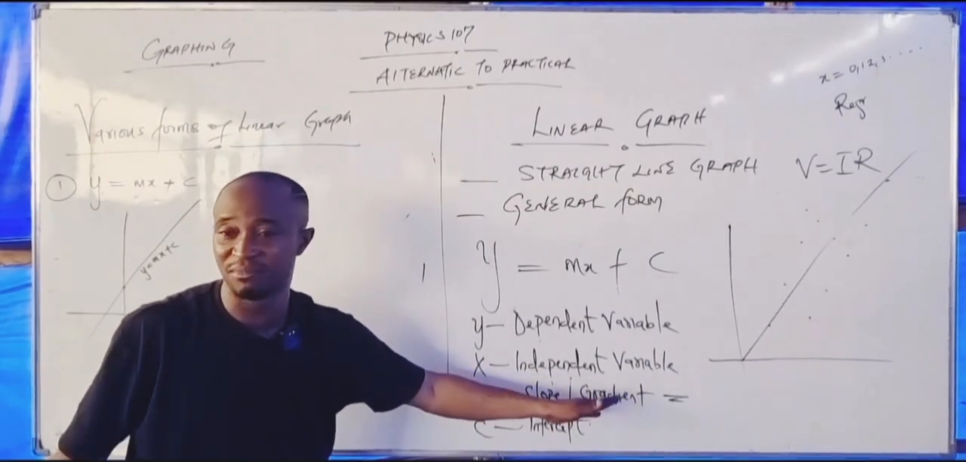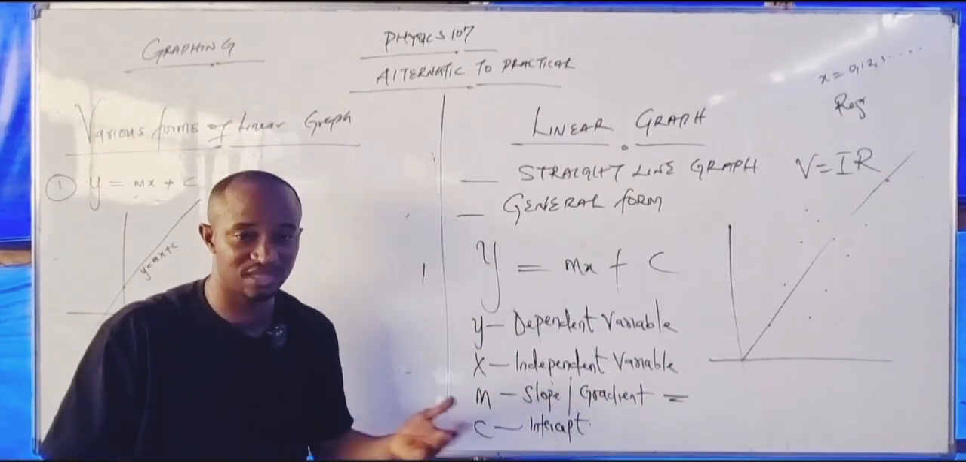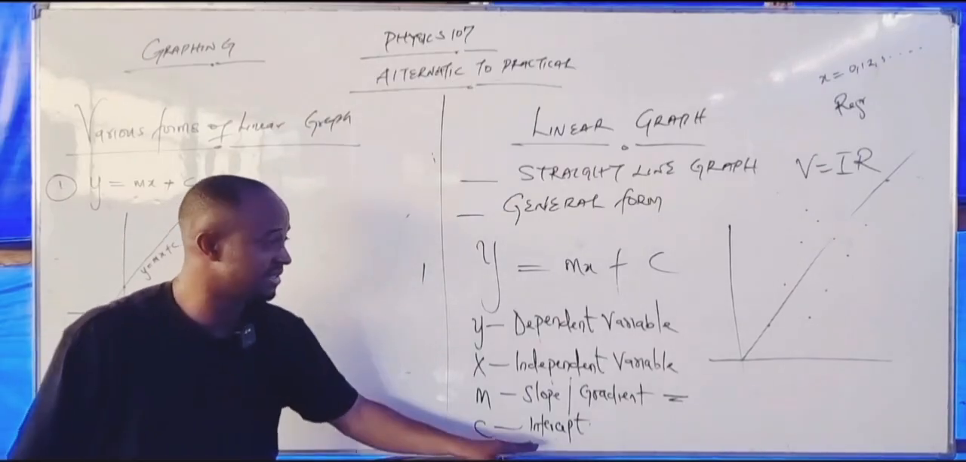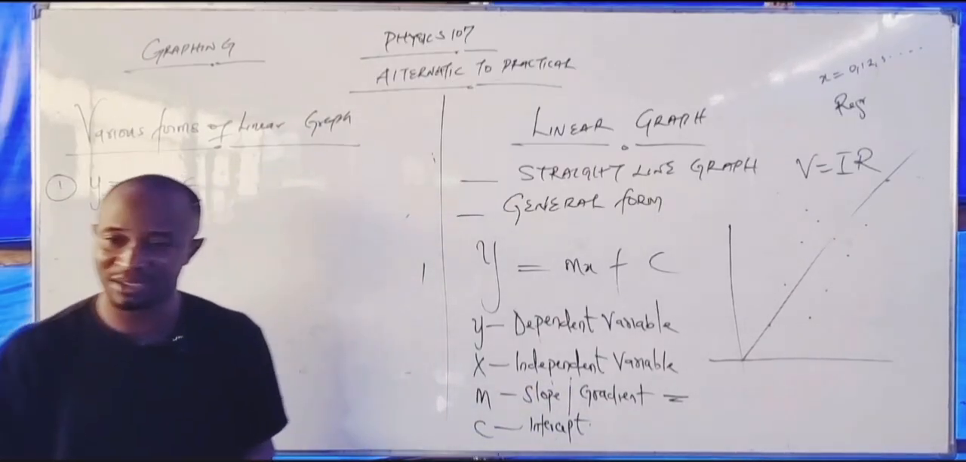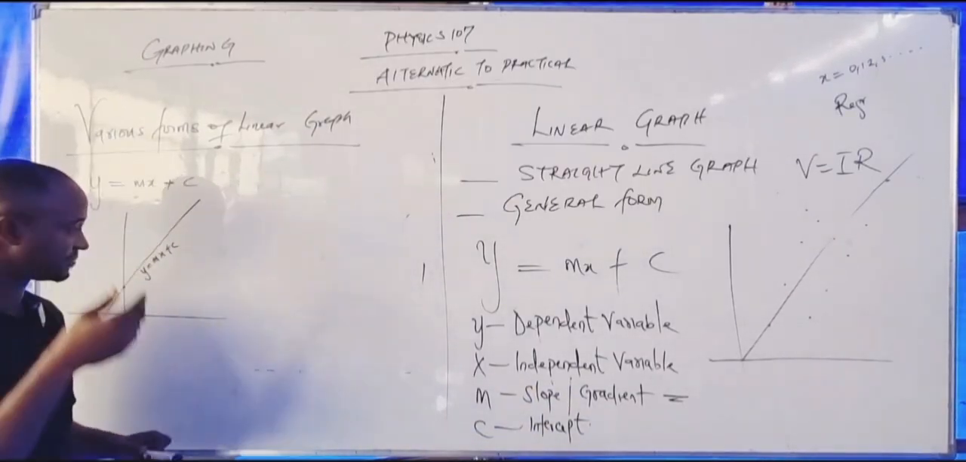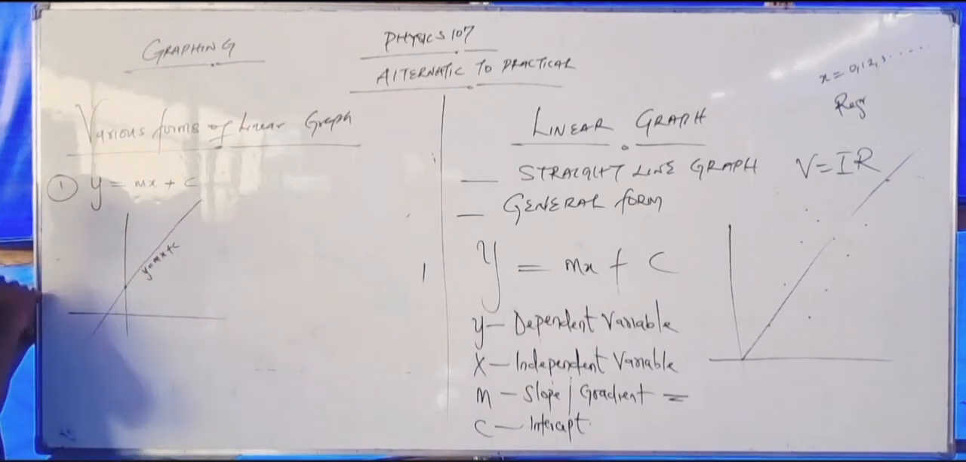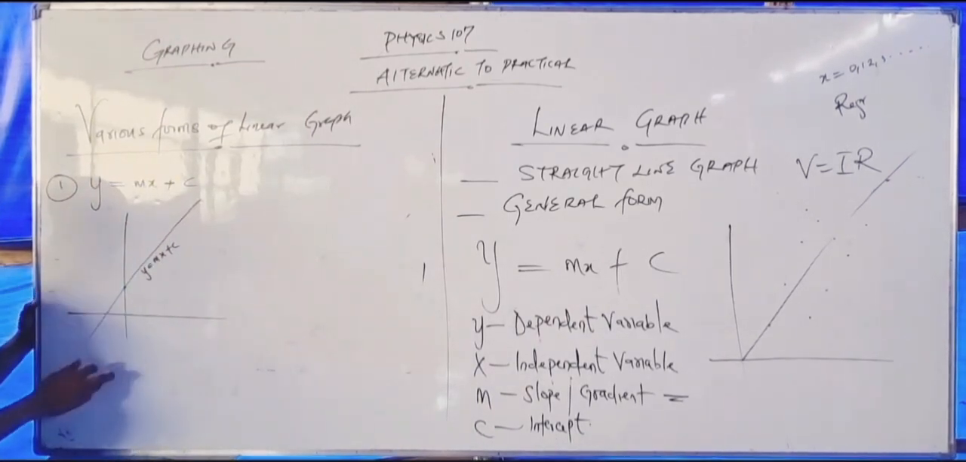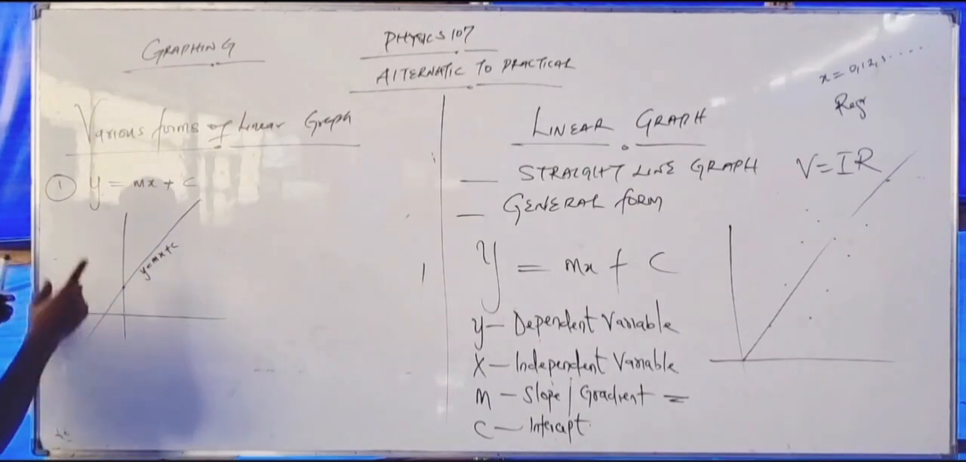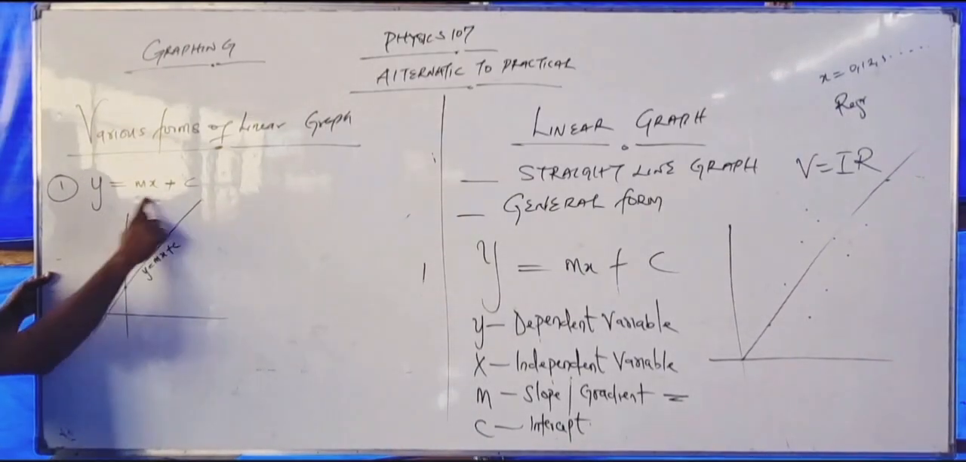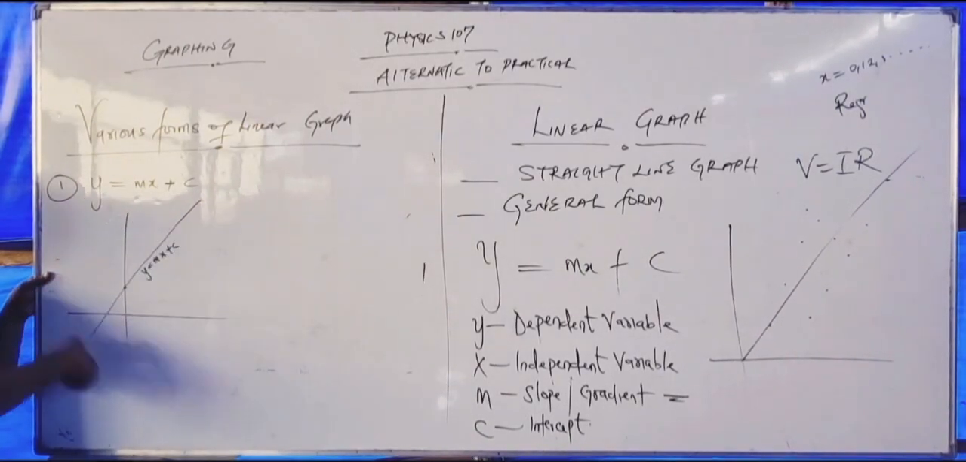Slope or gradient simply means you're changing y but changing x. Then your c represents your intercept. Intercept is that point where the regression line meets the y axis, either y or negative y. So the first form is this: y equals mx plus c. This is the form here.